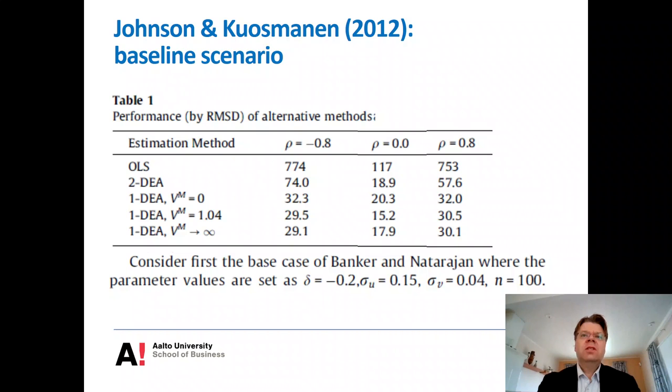So what about two-stage DEA? Then we take this kind of contribution of input variable into account by this first-stage DEA model. Notice that the root mean squared deviation decreases at least by a factor of 0.1. So typically this OLS has 10 times higher root mean squared deviation than two-stage DEA. So clearly controlling for the input, even by just DEA, helps a lot.